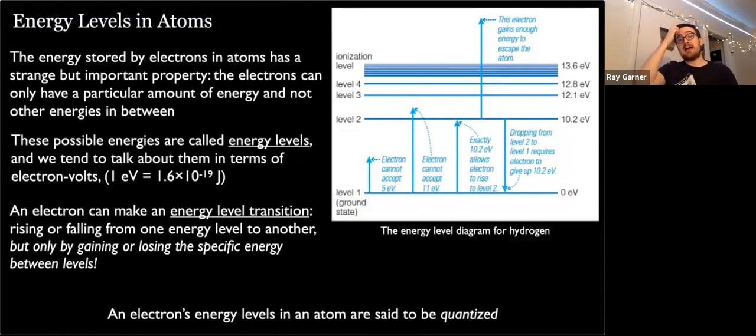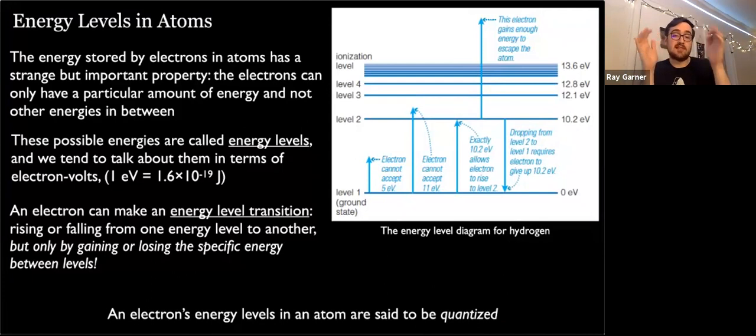These possible energies are called energy levels, and we tend to talk about them in the units of electron volts, which is just 1.6 times 10 to the minus 19 joules. Very, very small amounts, but instead of having 10 to the minus 19 joules carried around, we just call that an electron volt.